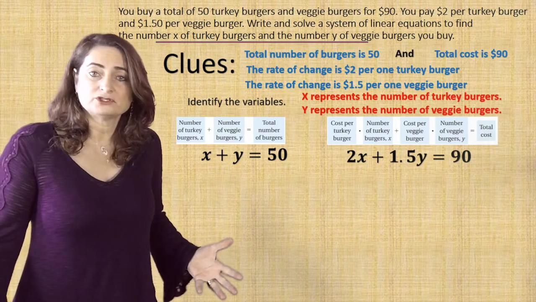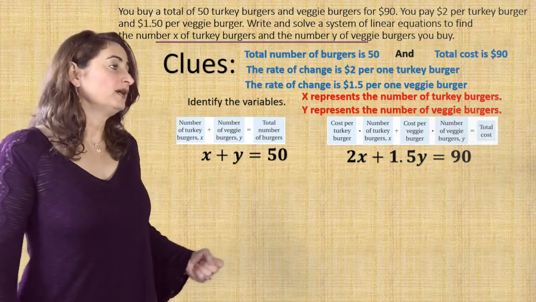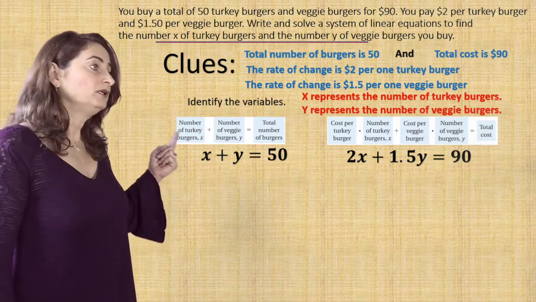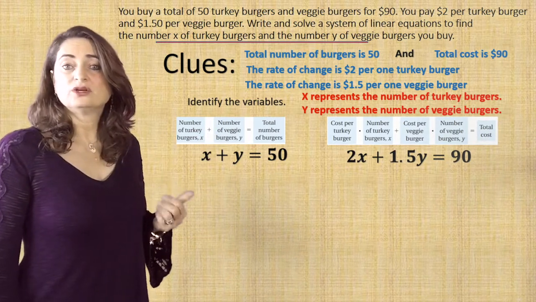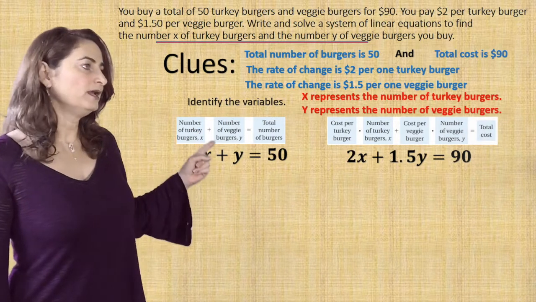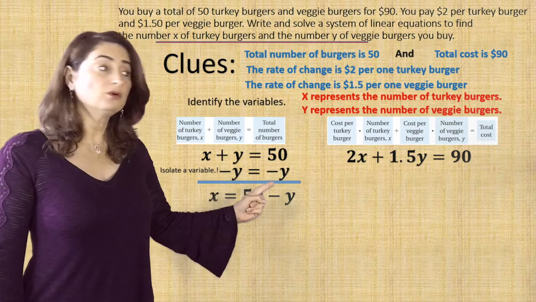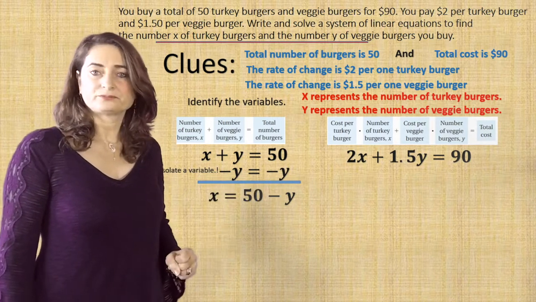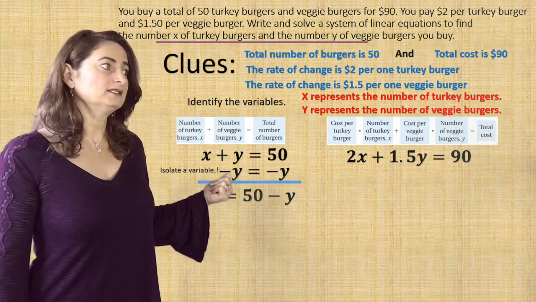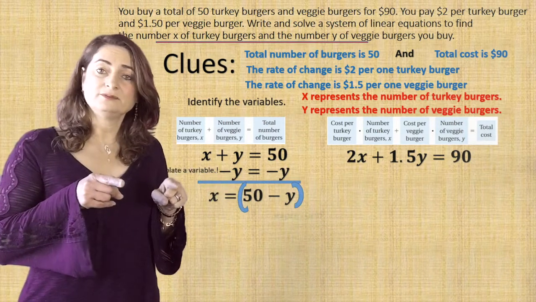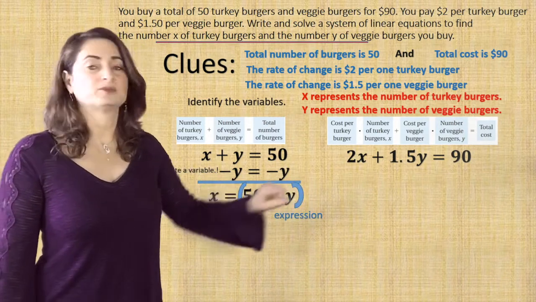So I don't have an equation that has a variable isolated, but I will choose the first one because it's easier. And I wanted to isolate x, so get rid of the y. To get rid of the y, you subtract y from both sides. You end up with x equal 50 minus y. Now that x is isolated, which means it's on one side of the equation, put the answer in parentheses and name it expression.